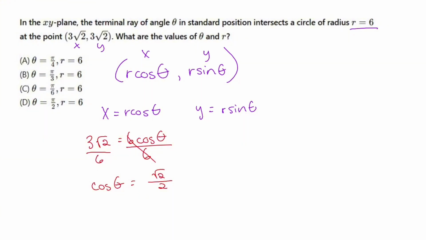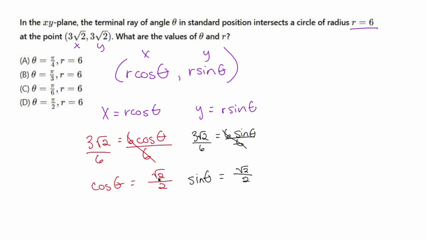Now we do the same thing over here. My y in this case is also 3 root 2. So 3 root 2 equals 6 sine theta. Divide everything by 6 like we did last time. 3 over 6 is a half, so root 2 over 2 is going to equal sine theta.